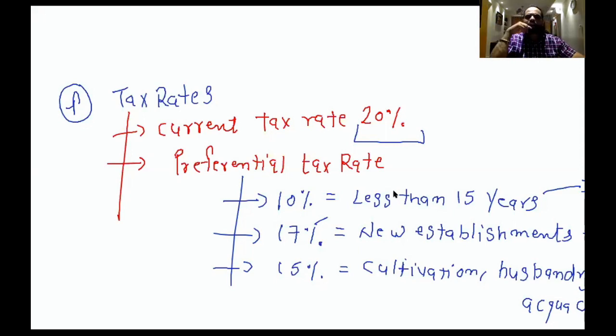Another definition of newly established is less than 10 years. That will become under the category of newly established. But I think in your question, it will be newly established. So the 17% tax rate will be considered to estimate CIT. Okay, thank you.